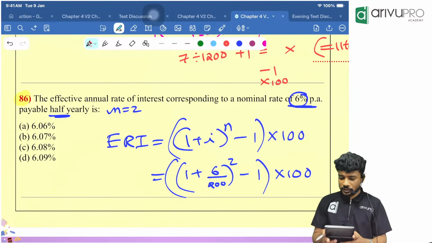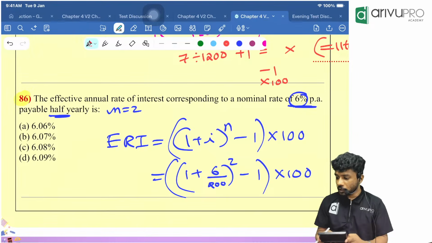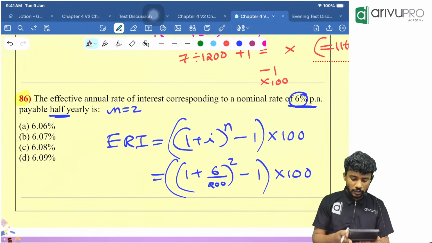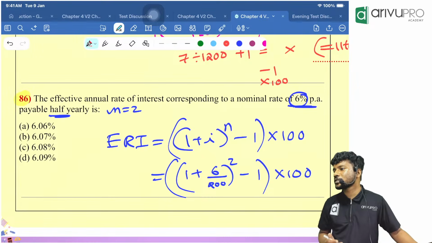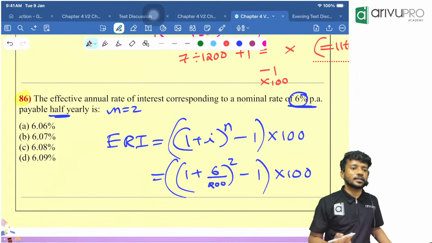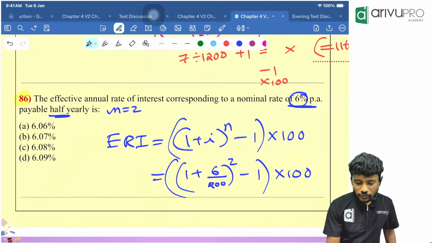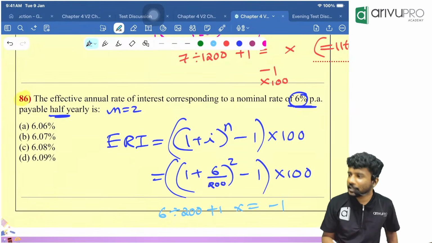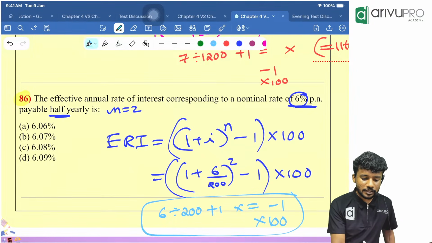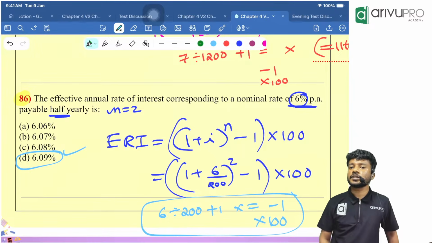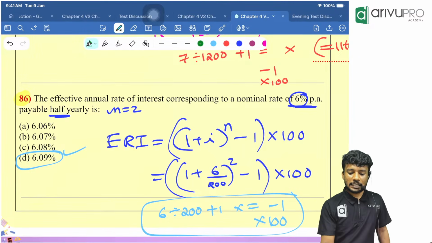First find 6 divided by 200. Okay. Yes. Then what? Plus 1. Then into equal to how many times? 1 time. Then minus 1 multiplied with 100. You will get it as how much? 6.09 will be your answer. Okay, everyone. So 6 divided by 200. Then plus 1. Then square is there. That means into equal to. Then minus 1 is there. Click minus 1. Then multiply it with 100. You are getting your answer 6.09. Understood? Yes.